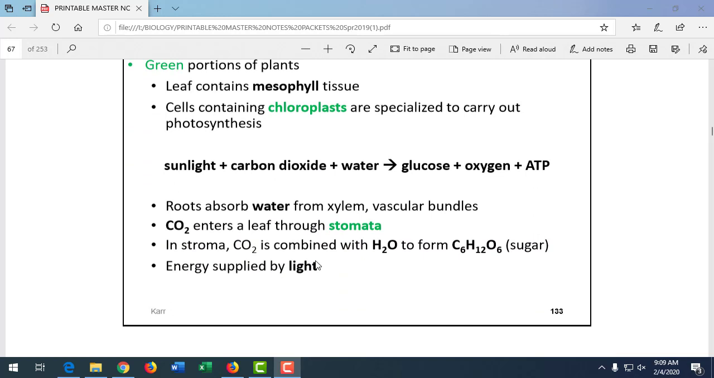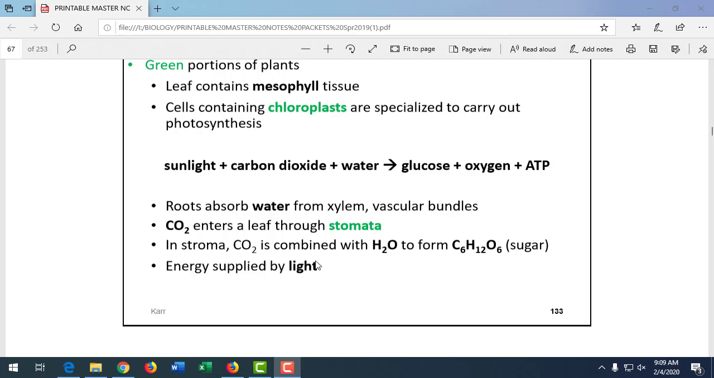So we need water and carbon dioxide for photosynthesis to take place. The water comes from the roots. So it comes through these water channels that run up from the roots through the stem to the leaves. Those water channels are called xylem.